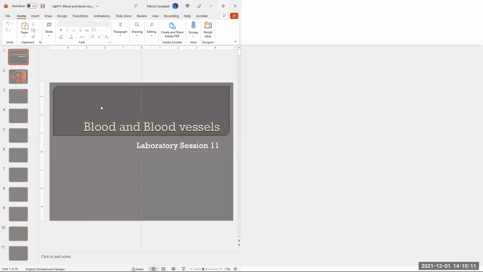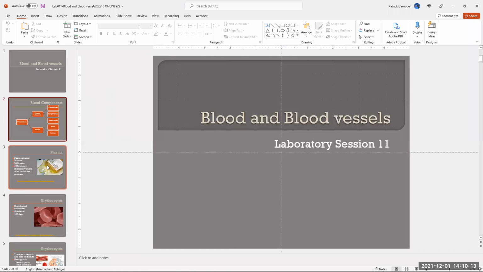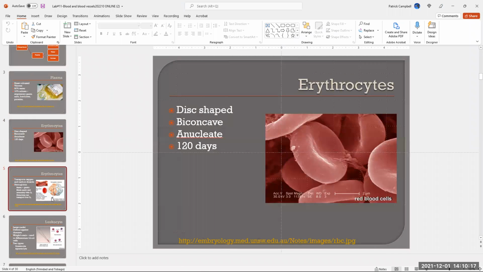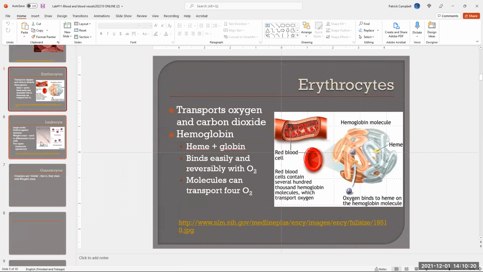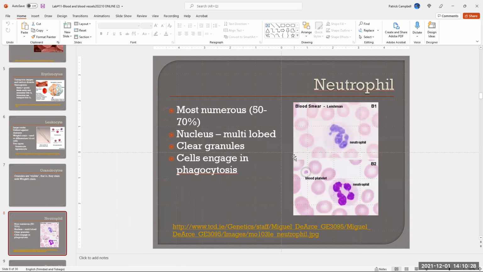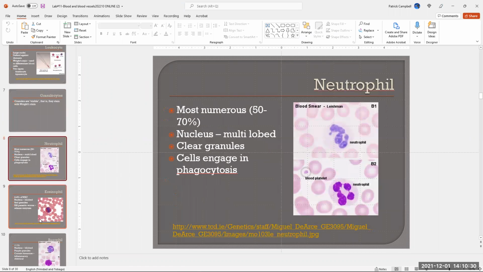On the topic of blood and blood vessels, when you're going through, all right, this image with all the different types here. So a neutrophil, in terms of its appearance, right? Know the multi-lobed appearance of the neutrophil. This is an H&E stain.